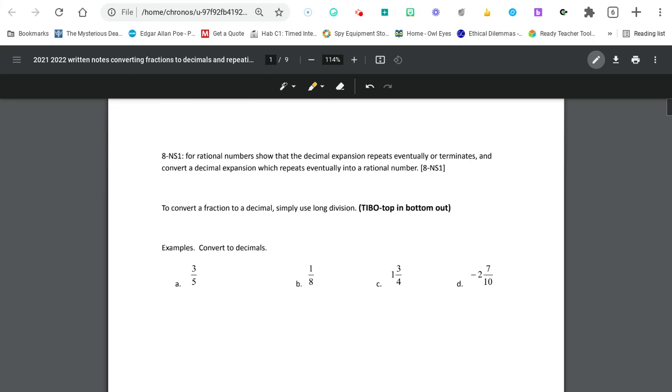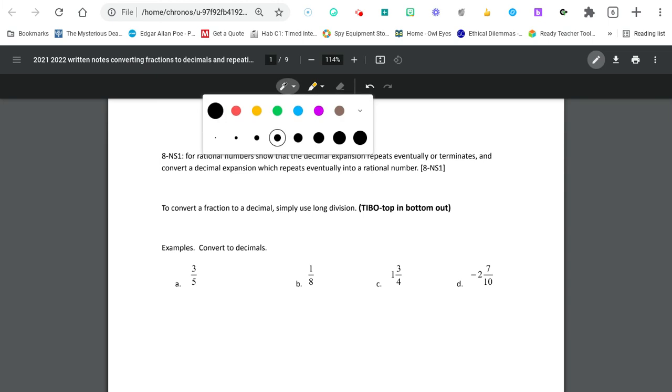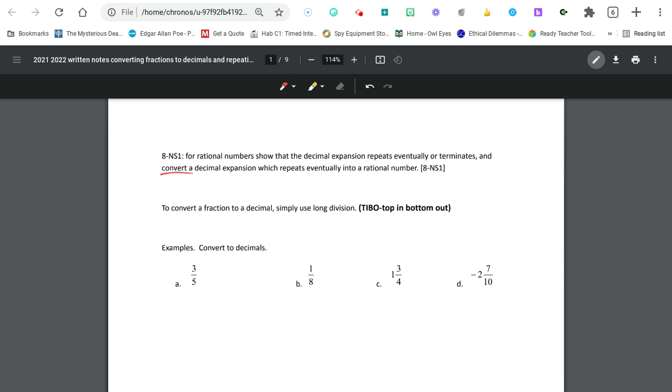All right, so for today, what we want to do is look at another part of Standard 8NS1. It's very easy. It won't take me long to go over this. It says for rational numbers, show that the decimal expansion repeats eventually or terminates, and then convert a decimal expansion which repeats into a rational number. But I will tell you this part, and I'm going to underline it. This part right here is a little more detailed.